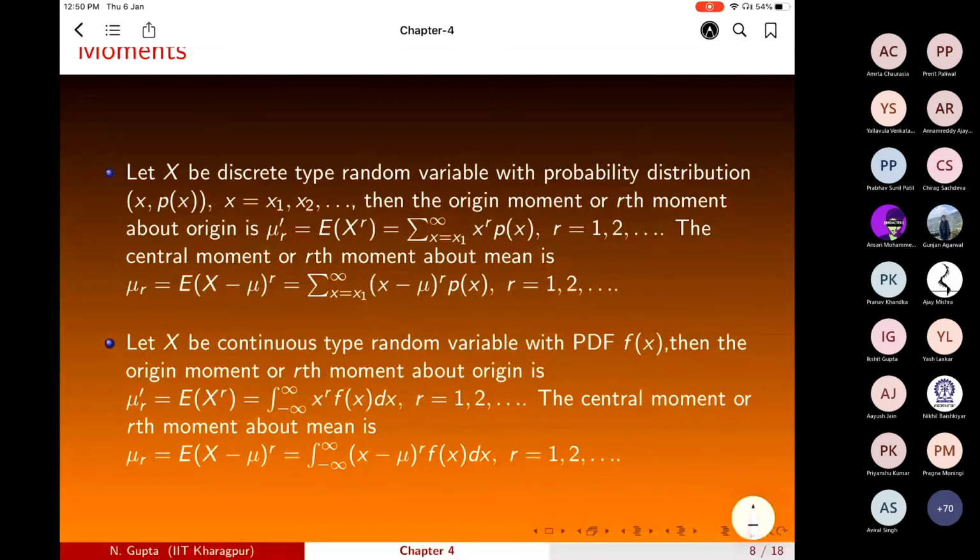Similarly, we can extend these ideas. For example, we have the expected value of x, the expected value of x square, the expected value of x cube. So those are basically the origin moments, or the rth moment about origin, which is the summation of x raised to power r p(x), where p(x) is the probability mass function and r is 1, 2, 3, and so on. Similarly, for the central moment, if we take it about the mean, the expected value of x minus mu raised to power r, where r is 1, 2, 3, and so on, will be the summation of (x minus mu) raised to power r p(x). That is the rth central moment.